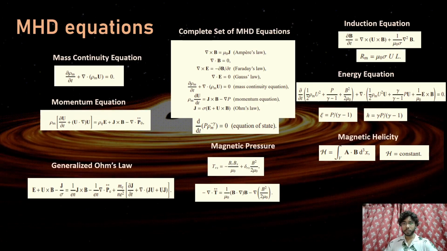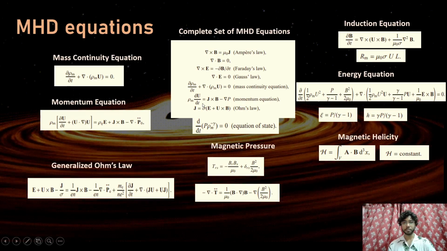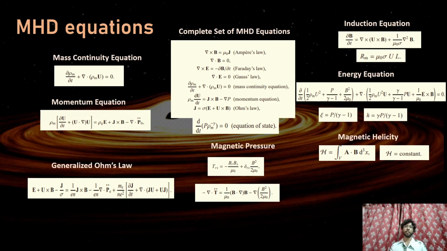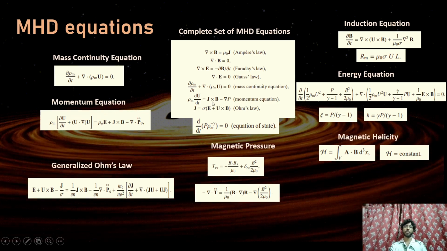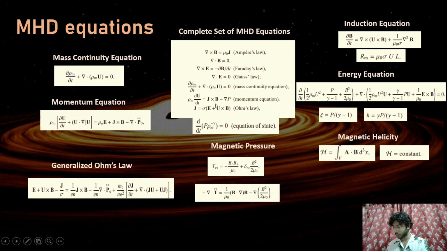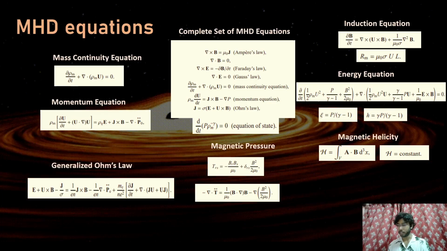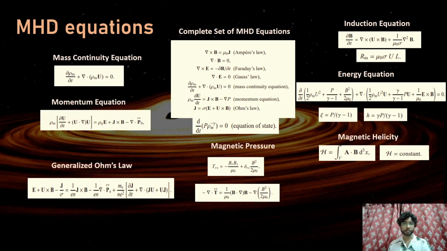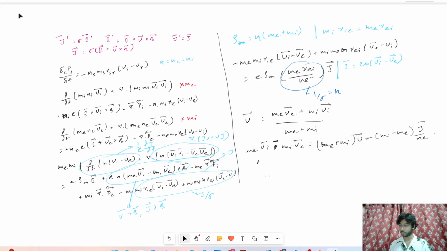Now, we want to see what this J cross B term actually means. What is the physical significance of this J cross B? Because this is the new term that we are seeing in MHD. In hydrodynamics, we only had the del P, we didn't have the J cross B term. So we want to see what that J cross B term is, and that's where magnetic pressure plays a role. So let's again go back to the whiteboard.